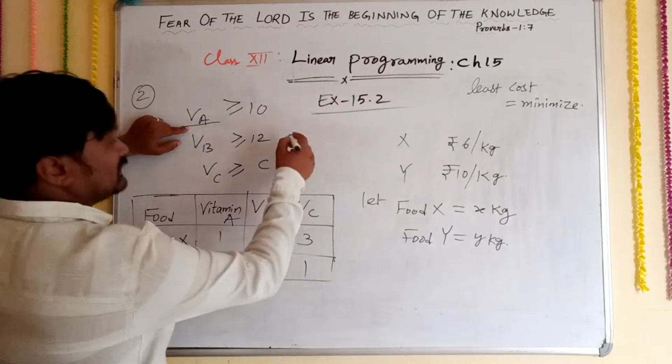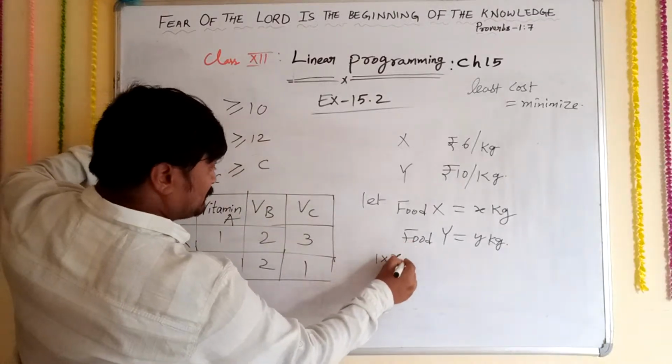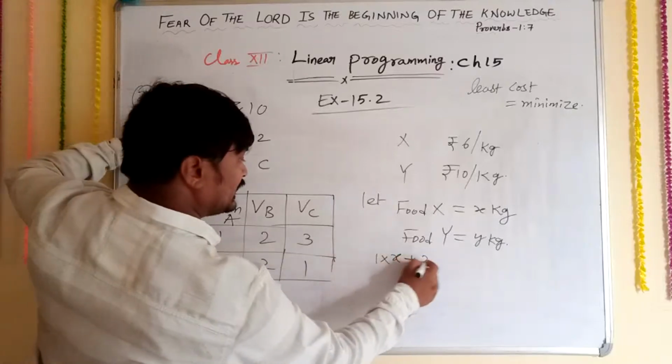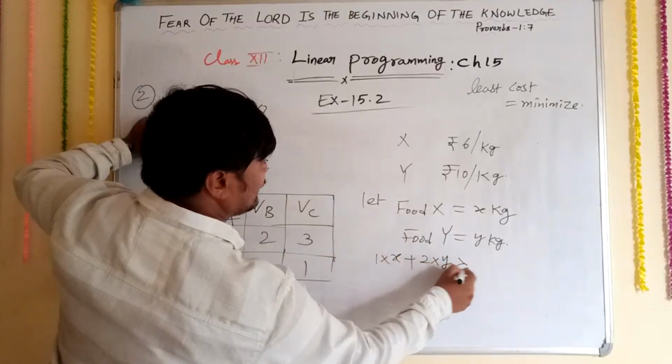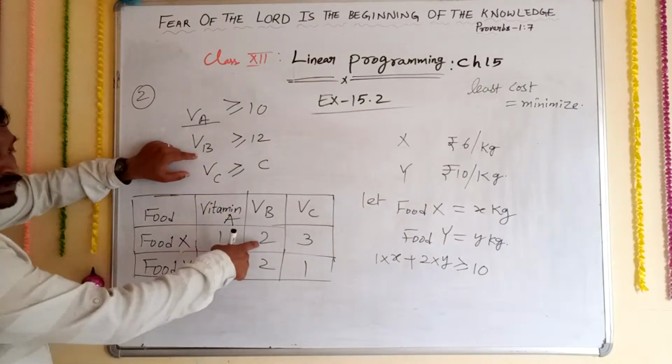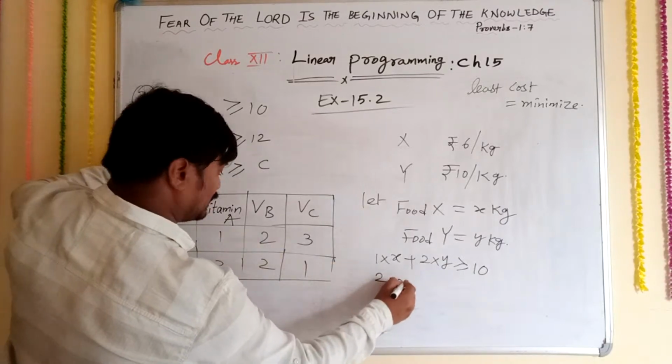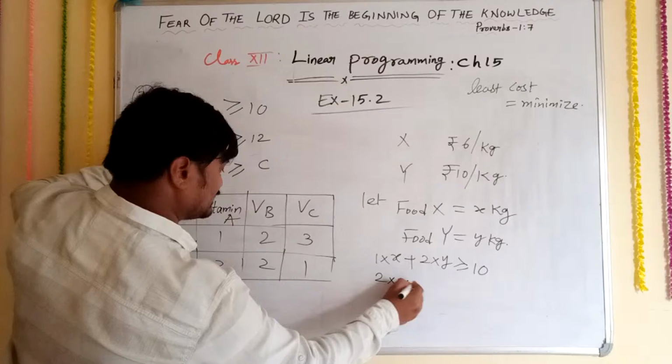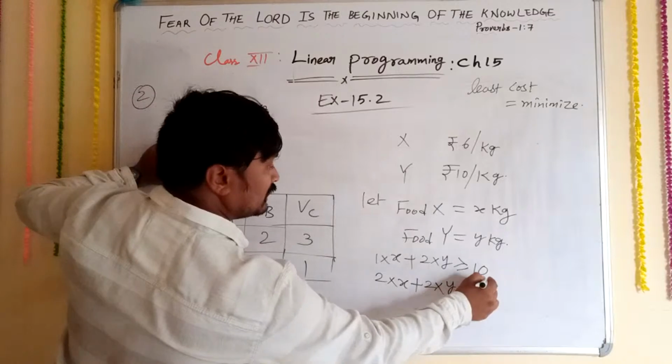That means 1 into X plus 2 into Y is greater than or equal to 10. Same method, can you tell vitamin B? 2 into X plus 2 into Y is greater than or equal to 12.